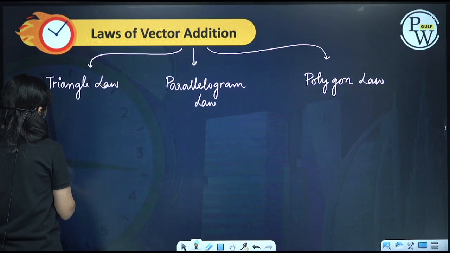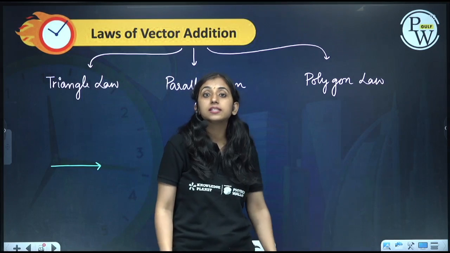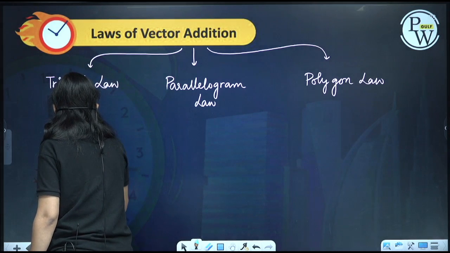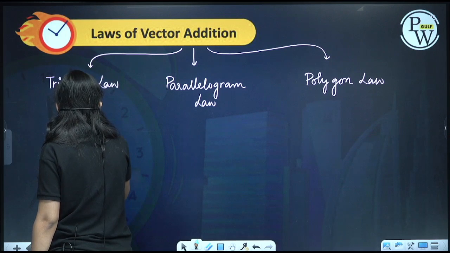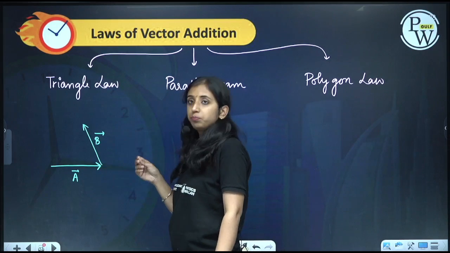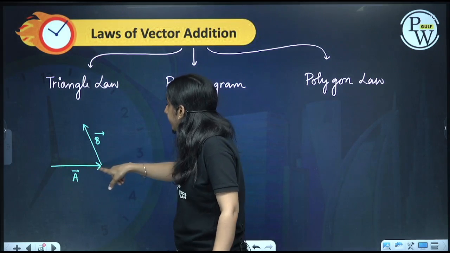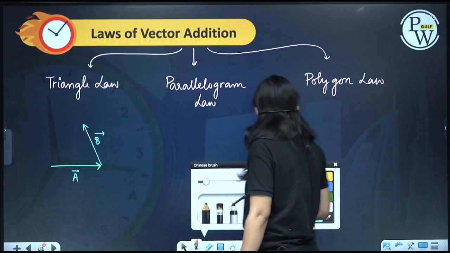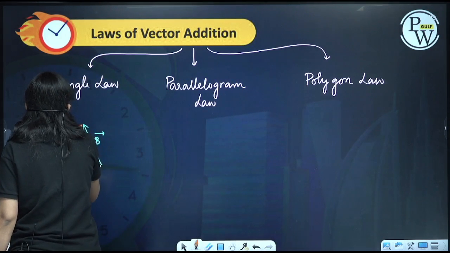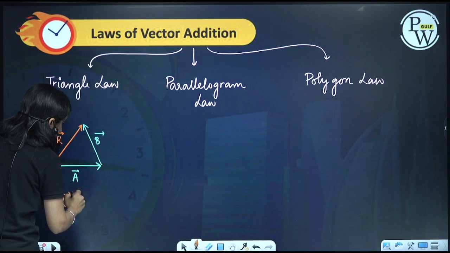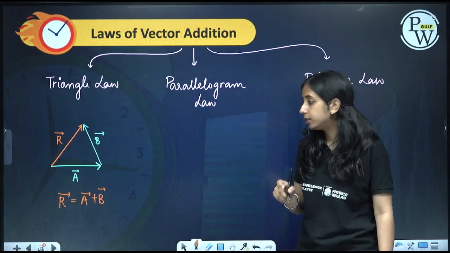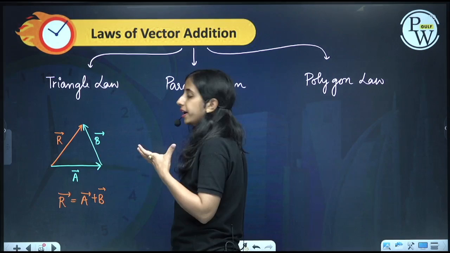So first let's see what the triangle law says. The triangle law says that if I have two vectors A and B which can be represented both in magnitude as well as in direction by two sides of a triangle taken in the same order, then the third side of the triangle, taken in the opposite order, will give me the resultant of A and B. This is what the triangle law says.